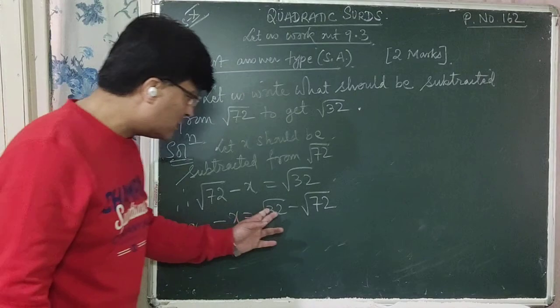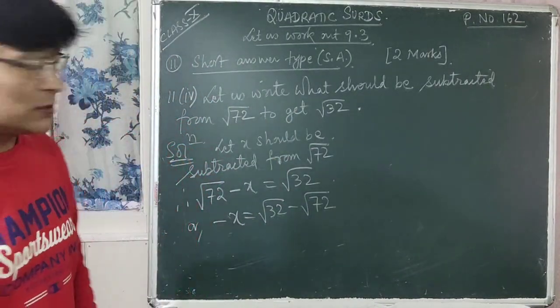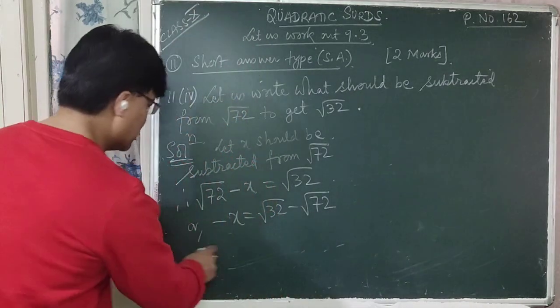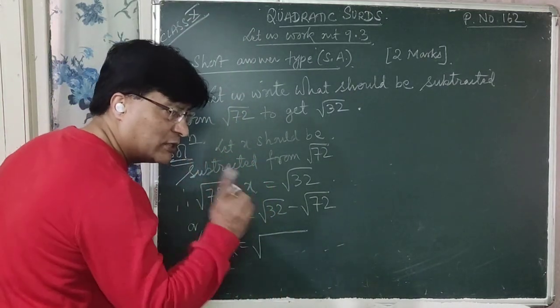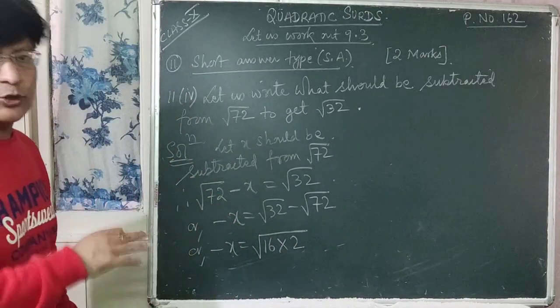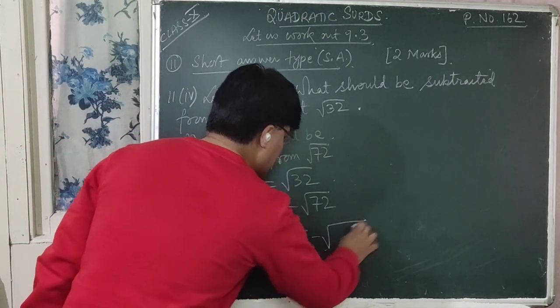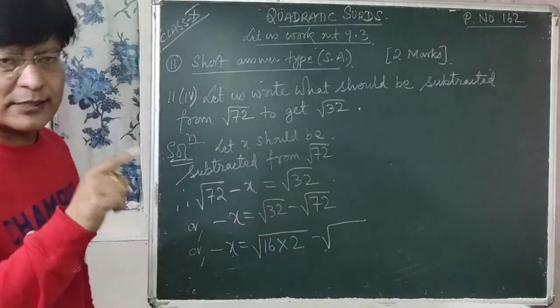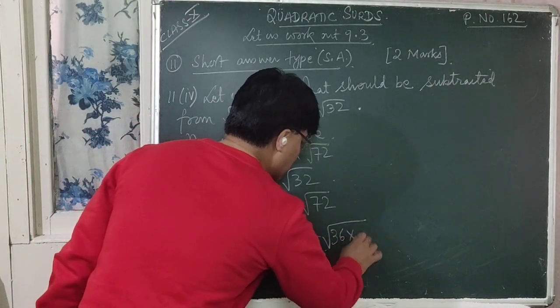So you cannot subtract 32 minus 72, right? You have to simplify the surds. Is that clear? You have to simplify the surds, right? Minus x is equal to root over, how do you write 32? 16 multiplied by 2. Because you can get the exact square root of 16, that is 4, isn't it? Similarly, minus, how do you write 72? There is exact square root of 36. So you should write 36 into 2.